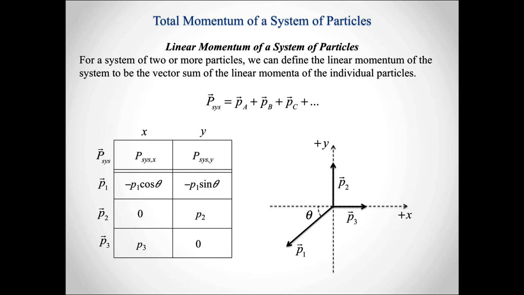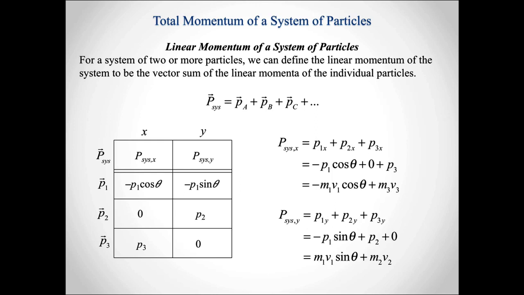I can take my table and set up my 2 component equations. So again, I'm just adding together the x components of the individual momenta to get the x component for my system, doing the same with y. And so when I set those equations up, if the information I was given was in terms of masses and velocities, I can plug in that the magnitude of the momentum of particle 1 is m1v1, the momentum of particle 2 is m2v2, and the momentum of particle 3 is m3v3. So this gives me the way to calculate the x and y components of the total momentum of my system.